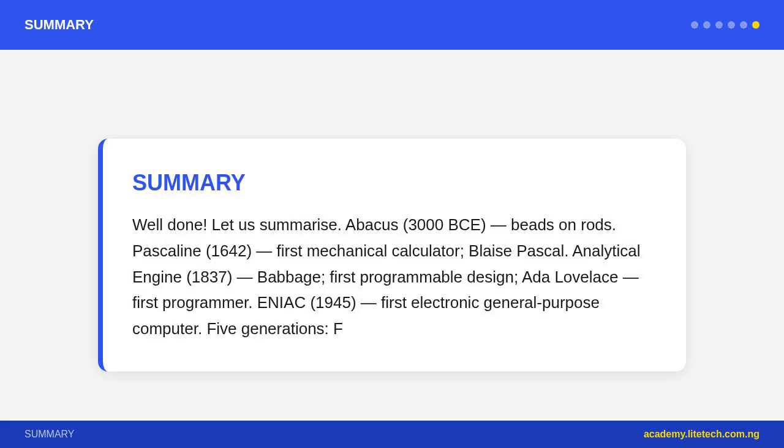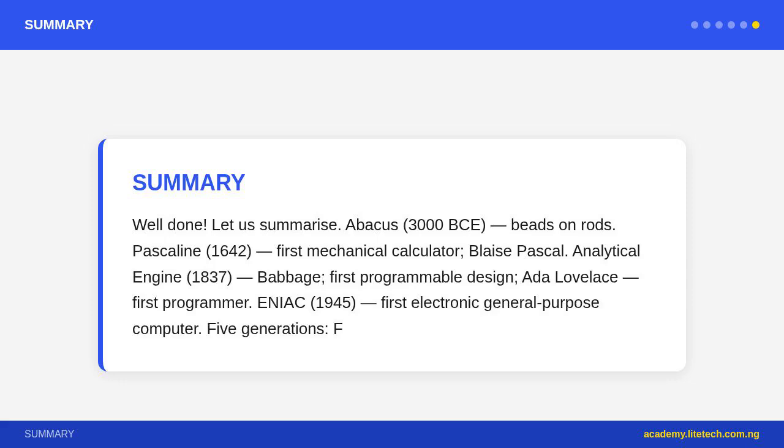Well done. Let us summarize. Abacus, 3000 BC, beads on rods. Pascaline, 1642, first mechanical calculator, Blaise Pascal. Analytical engine, 1837, Babbage, first programmable design, Ada Lovelace, first programmer. ENIAC, 1945, first electronic general-purpose computer.